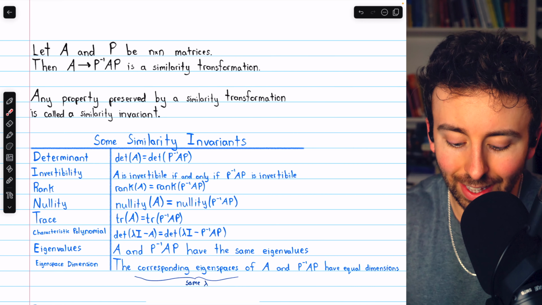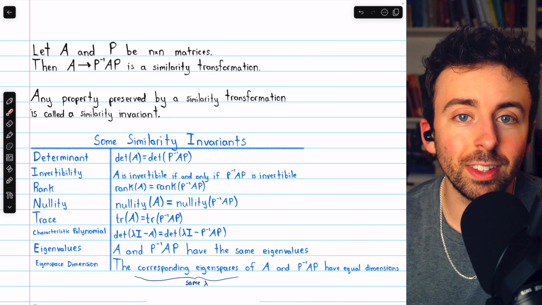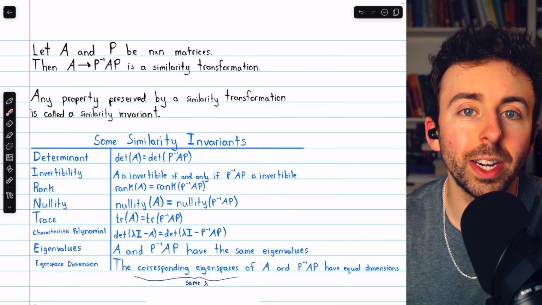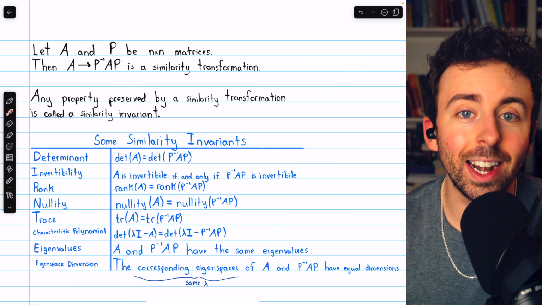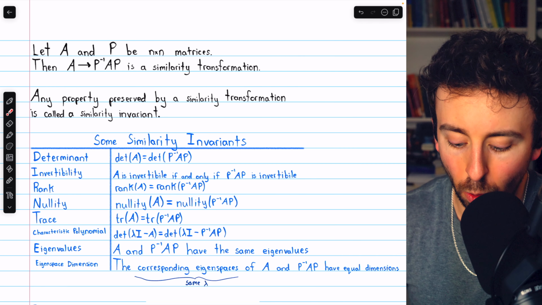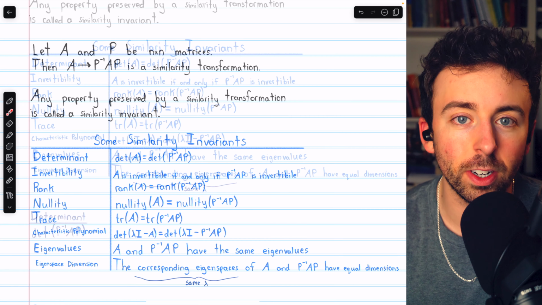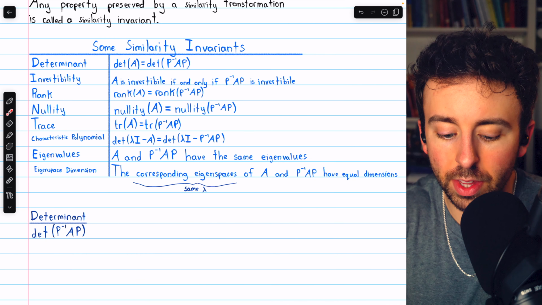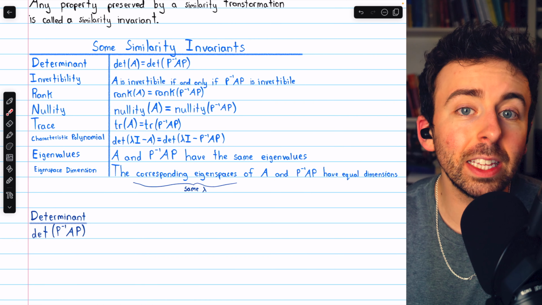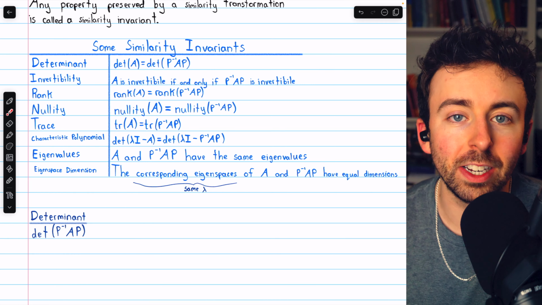Just explaining this last one again because it's kind of long. Like we said, similar matrices have the same eigenvalues, and each eigenvalue has a corresponding eigenspace, and the eigenspaces between the similar matrices that correspond to the same eigenvalue will have the same dimension. Let's quickly go through proofs of these first two properties, that they are similarity invariants, and I'll leave a link in the description to a video where we prove the rest of them if you're interested.